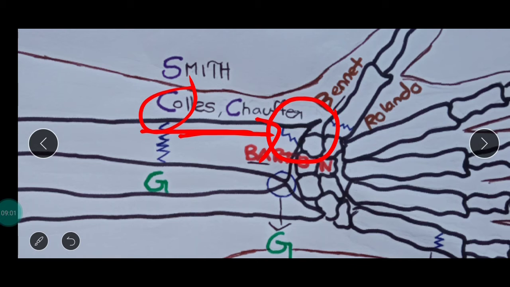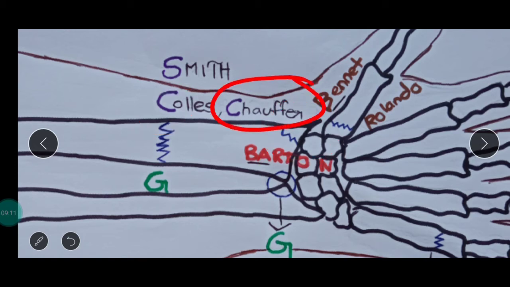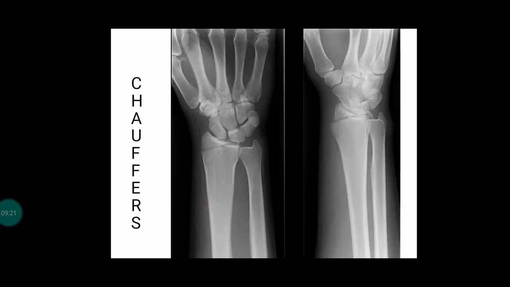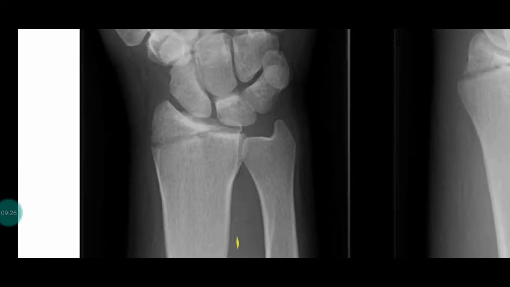So when you move towards the distal side, you will get the styloid process, and the fracture of the radial styloid process is known as Chauffeur's fracture. Okay, this is the Chauffeur's fracture seen at the radial styloid. That's all about Chauffeur's fracture. Okay, so this is the X-ray of Chauffeur's fracture. As you can see, there is a fracture line at the radial styloid process.